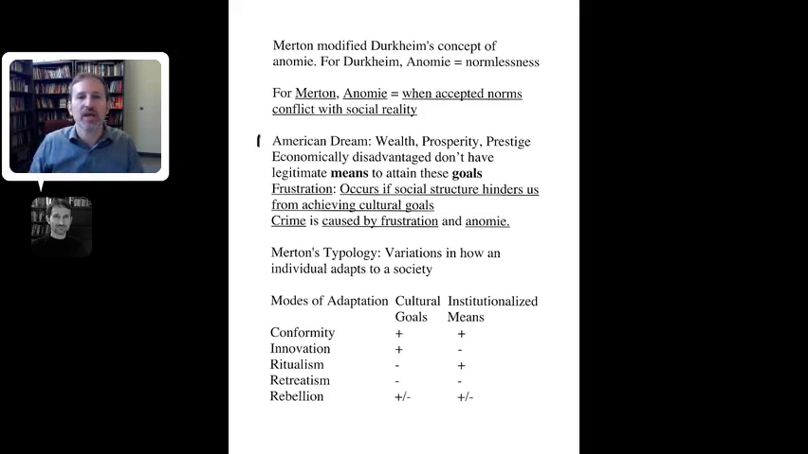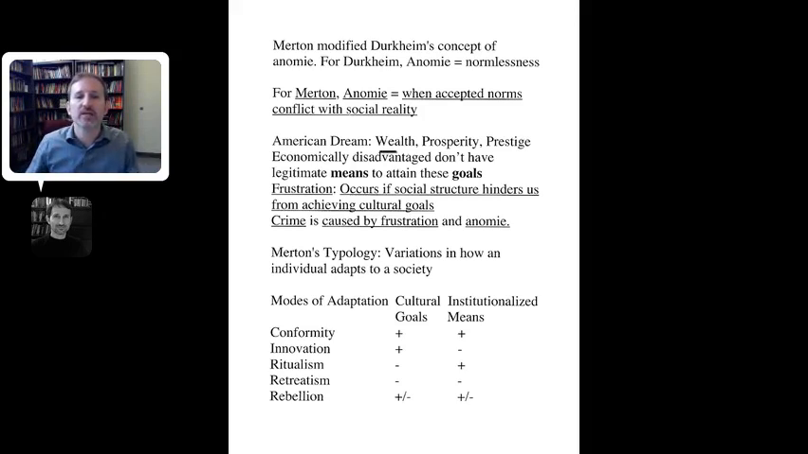So he's taking Durkheim and tweaking him and updating him to explain crime in America in particular. And to do that, he refers to the American dream. And I'm sure you've probably heard of this. When I've asked students in the past, what's the American dream? They'll say things like, white picket fence, house of your own, kids, and the ability to succeed in a career and do well for yourself. And that's a pretty good definition.